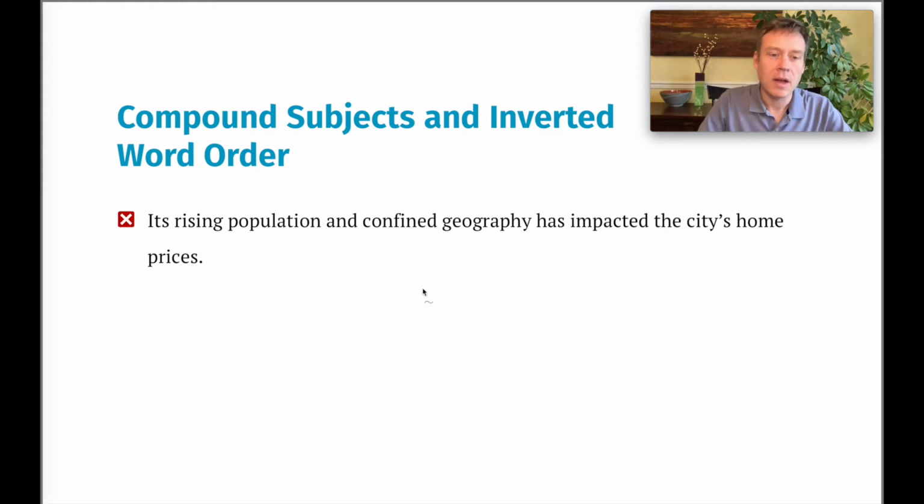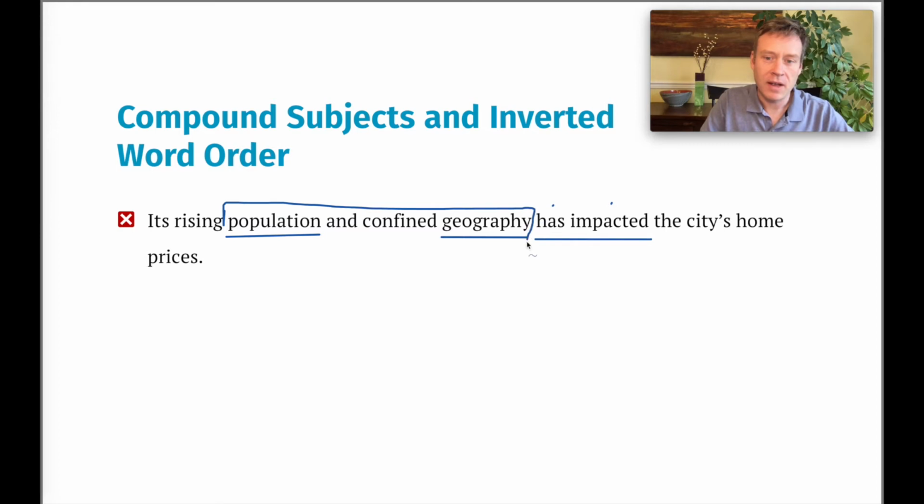So here's an example. We have, its rising population and confined geography have impacted the city's home prices. Here the verb is has impacted. That's a verb phrase. This is like the helper verb and this is the main verb. And the two nouns associated with it are population and geography. So use the ear test again, and to make it even more clear, you could take this whole thing, population and geography, and replace it by saying the phrase, these two things. And so would you say two things has impacted? That sounds pretty weird.